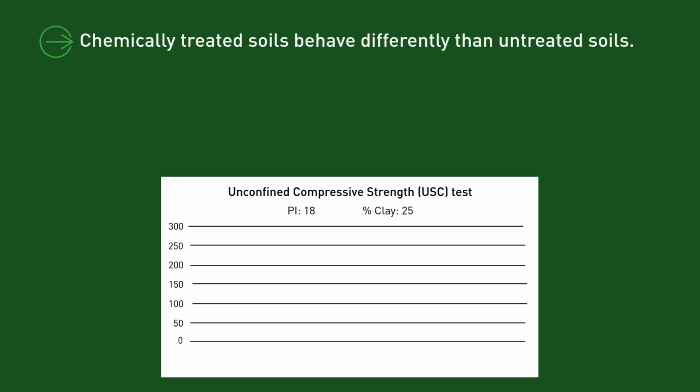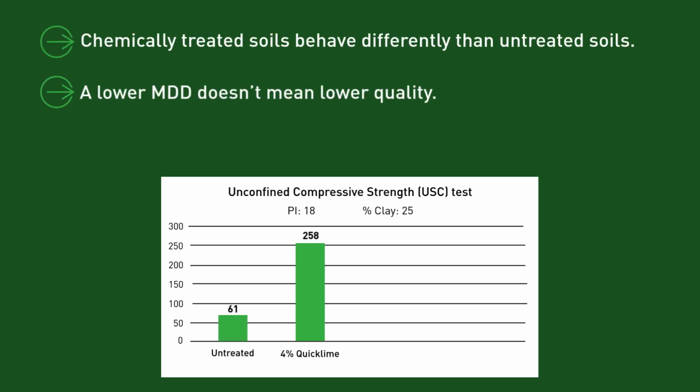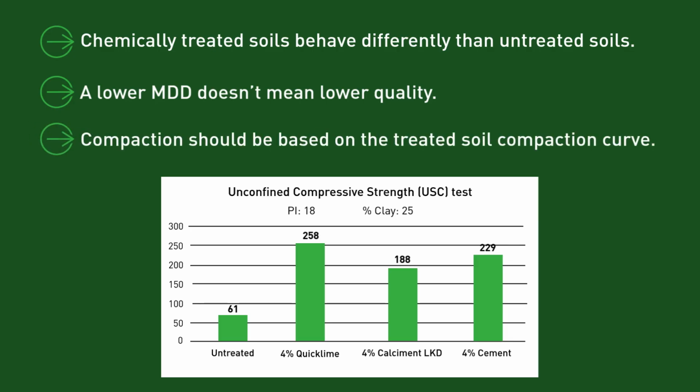So what are the takeaways? Chemically treated soils behave differently than untreated soils. A lower maximum dry density does not mean lower quality. It reflects how the soil structure changes during treatment. And most importantly, compaction should be based on the curve that represents the treated condition. That way, moisture and density targets in the field match the soil we're actually working with.